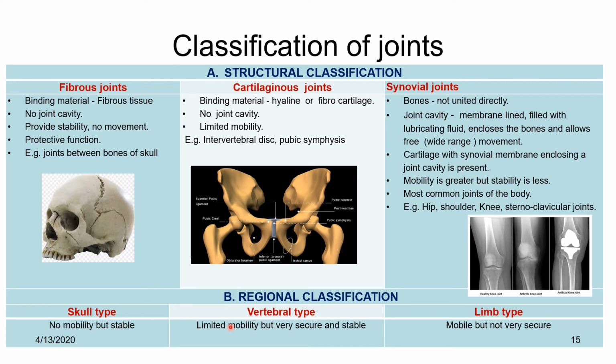Then coming to the vertebral type. Limited mobility but very secure and stable. So this is the vertebral type of joint. The example, the intervertebral disc, you have seen. So the cartilaginous joint is the vertebral type. Then coming to the limb type. Mobility will be more but not very secure. So synovial joints are of limb type.